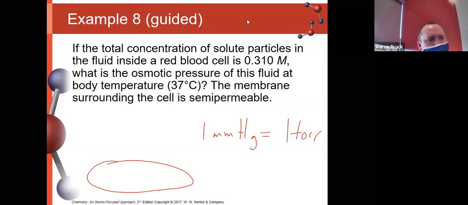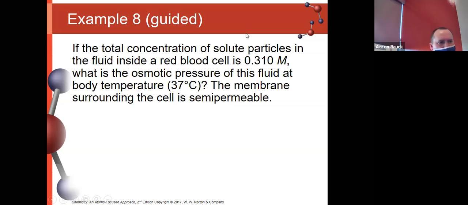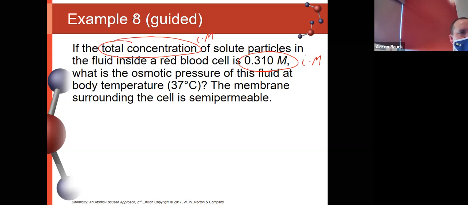All right, let's do an example. If the total concentration inside of a red blood cell is 0.310 molar, what is the osmotic pressure of this fluid at body temperature? We are told to assume that the membrane surrounding the cell is semi-permeable. Well, the thing to note here, we are told that this is a total concentration, which means that we've already rolled in the van 't Hoff factor into our molarity. So this is both together.